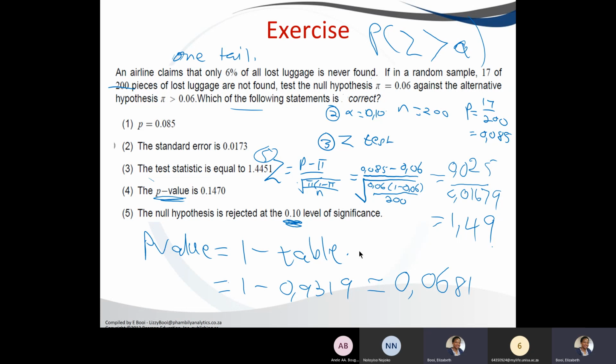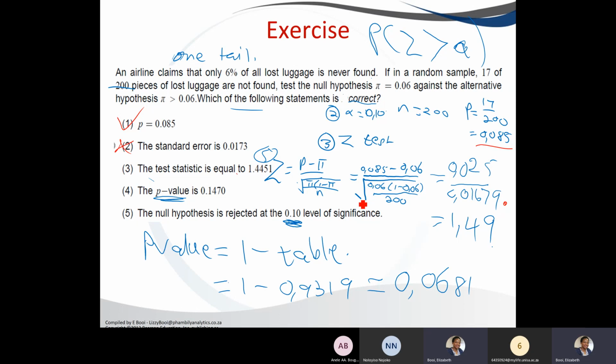our p-value, and then the last, we can now start answering the question. So the first one says our p is 0,35. We're looking for the correct answer. I need to change my color to red. So we're looking for the correct one. So that is standard error, which is the value underneath. It's that value. It's not correct.